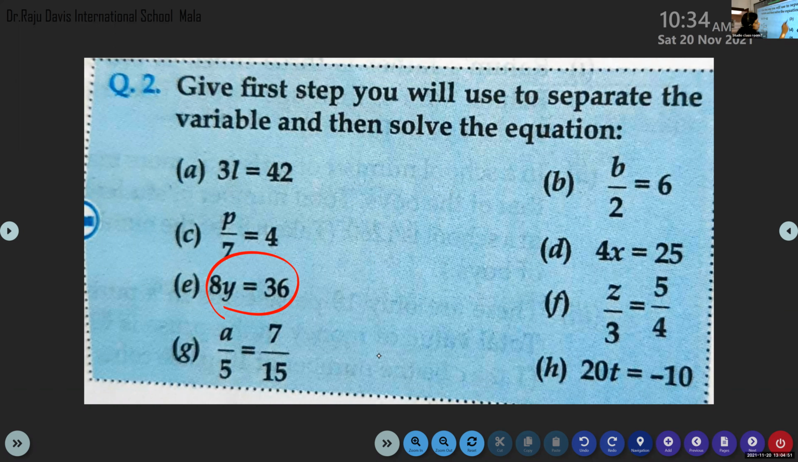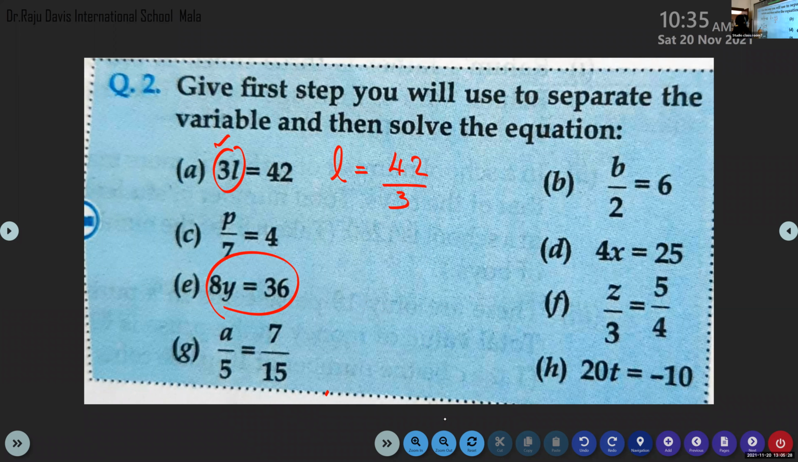Now I'll take another example on division. What is this one? z by 3 is equal to 5 by 4. Yes, Nivedita. We need z is equal to 5 by 4 into 3. Because when it is multiplied here, this is the numerator. When you transpose to the other side, it becomes the denominator.